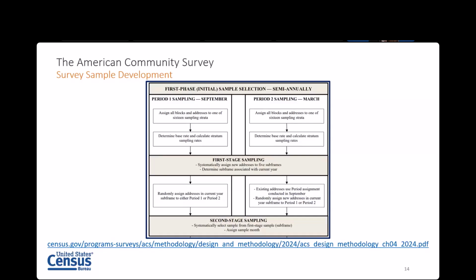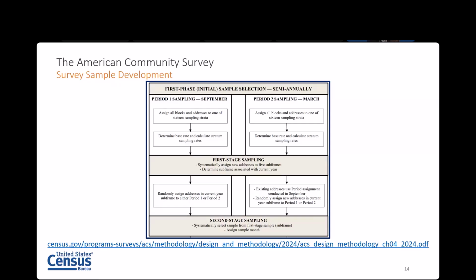Approximately 3.5 million addresses are sampled from this extract annually. The sampling strategy also ensures that a single address is only sampled once every 5 years. Now remember, the ACS is address-based, so if a person moves within that 5-year period, it could be possible that person is invited to fill out the ACS at both different addresses.